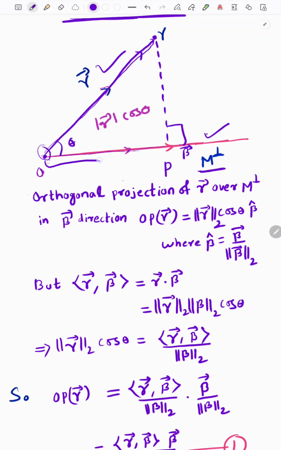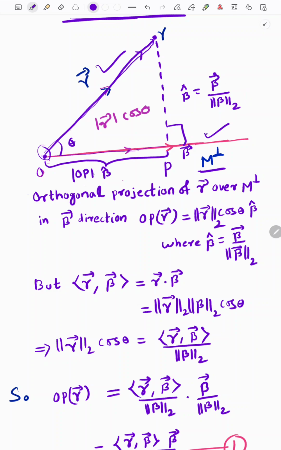The perpendicular orthogonal projection of the vector gamma over the line beta is nothing but this length OP multiplied with the unit vector beta cap, and beta cap is nothing but beta vector divided by the magnitude of the beta vector. Here the magnitude is the L2 norm. L2 norm is denoted by 2 norm, so it is equal to this, and it is a vector.